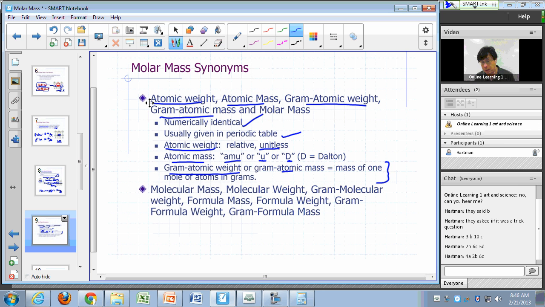Chemists used to interchange mass and weight all the time. So gram atomic weight would be the weight in grams of a mole of atoms. Similarly, you might encounter terms like molecular mass, molecular weight, gram molecular weight, formula mass, formula weight, gram formula mass. All of those terms numerically mean the same thing. They have the same numerical value as the molar mass.